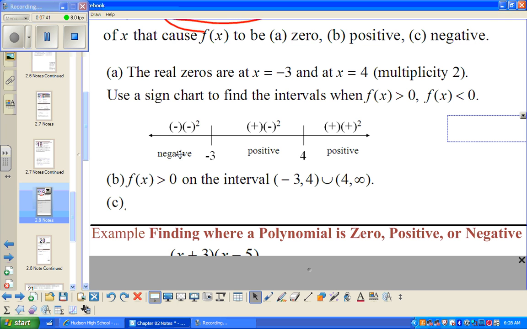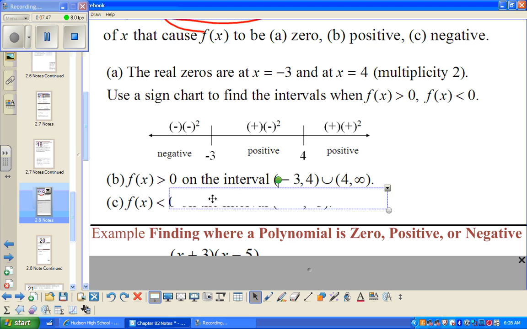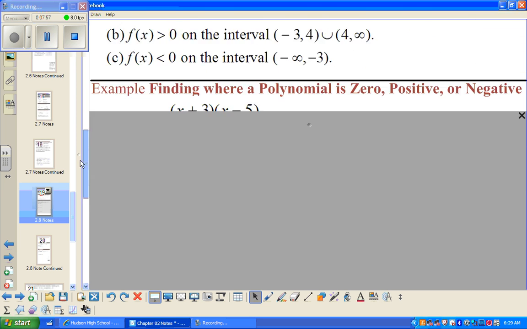And then, likewise, part C asks, when is it negative? Well, how do you write the interval for this portion of your number line? You'd say from negative infinity to negative 3. We'll move on to the next example.